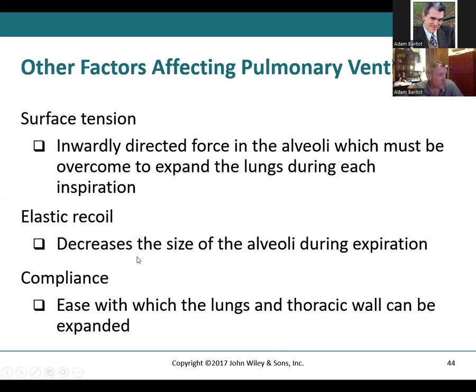Elastic recoil. This decreases the size of the alveoli during expiration, which allows for less surface tension and more air to come inside. And the third piece of that would be compliance, the ease with which the lungs and the thoracic wall may be expanded. Again, the more rigid these structures are, the less air you can take in and the less respiration you have.